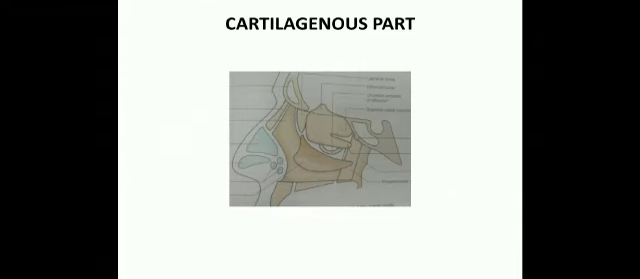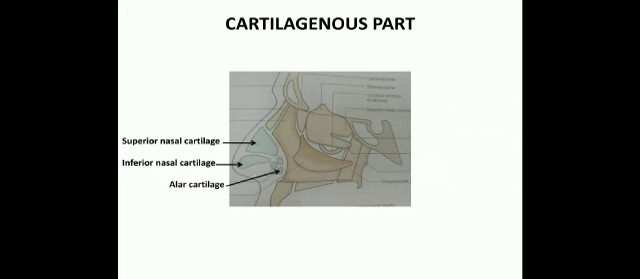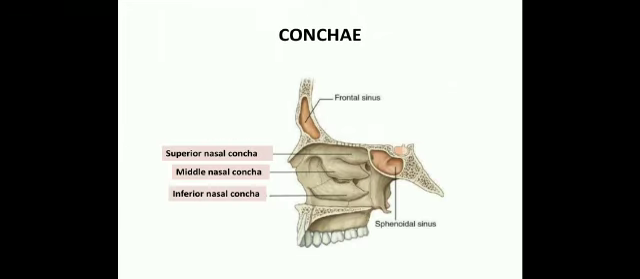The cartilaginous part is formed by the superior nasal cartilage, the inferior nasal cartilage and 3 or 4 small cartilages called the alar cartilages. So the cuticular lower part is formed by fibro-fatty tissue which is covered with the skin.